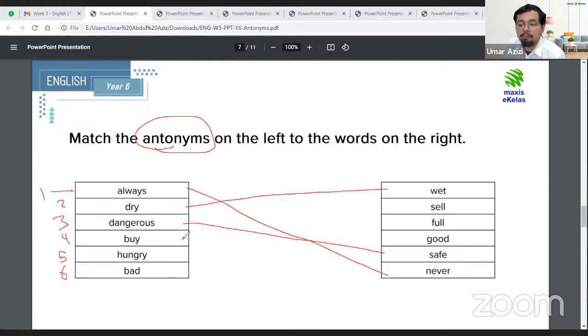Now, next one is buy. The word here is buy. Buy as in beli. What is the antonym for the word buy? Let's go. Again, first answer after teacher has reset in the chat.